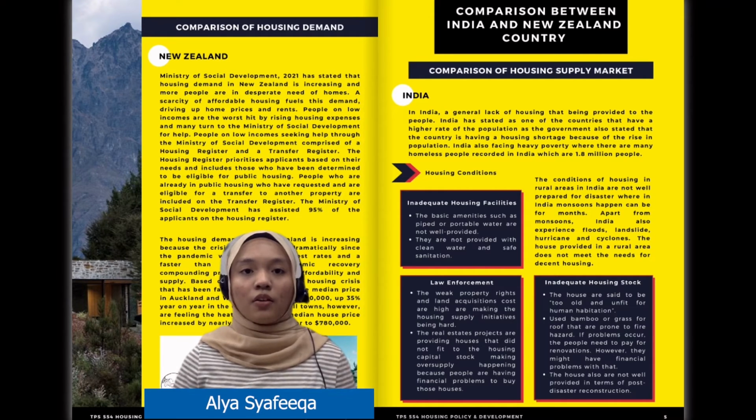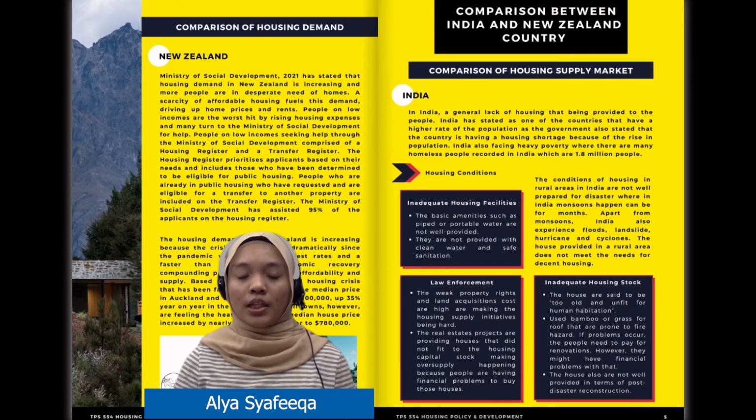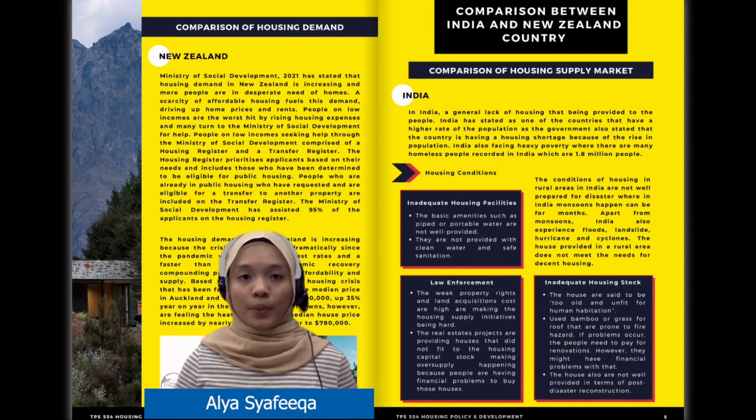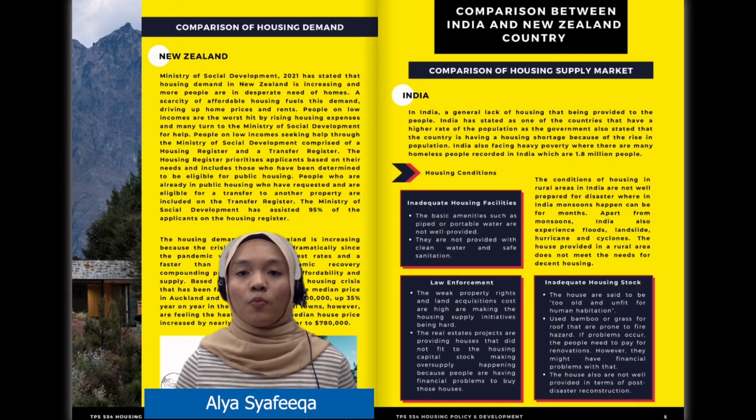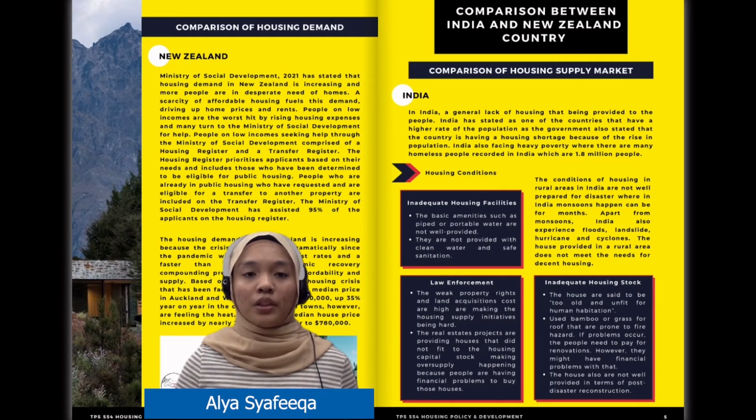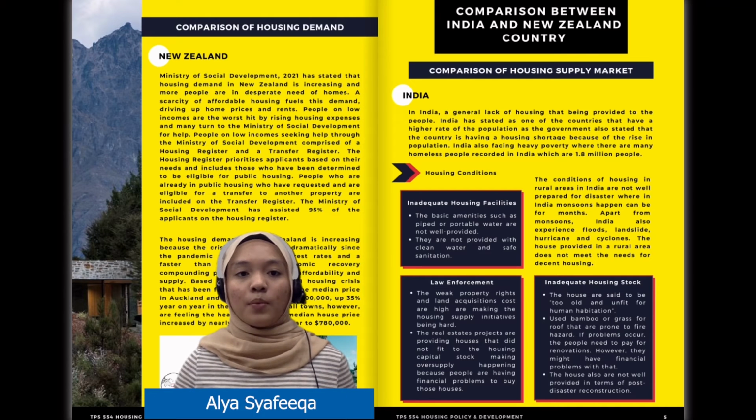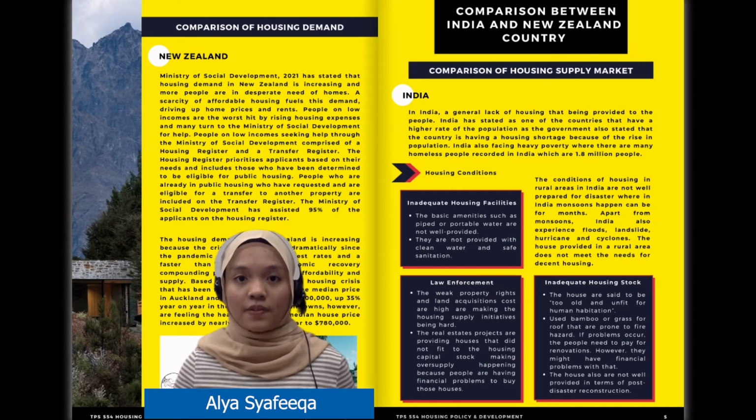The comparison of housing supply in India and New Zealand. In India, we generally know that they experience a hard time with overpopulation. This issue caused a lack of housing being provided to the people. Also, the housing in rural areas is not well prepared and is not a decent home for human beings. For example, the housing areas have inadequate housing facilities. They lack basic amenities like clean water and safe sanitation.